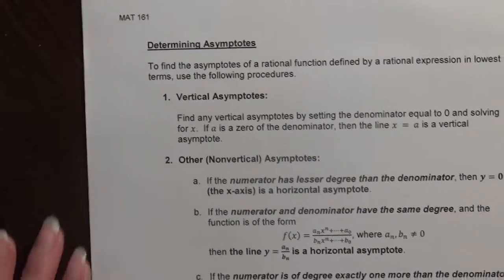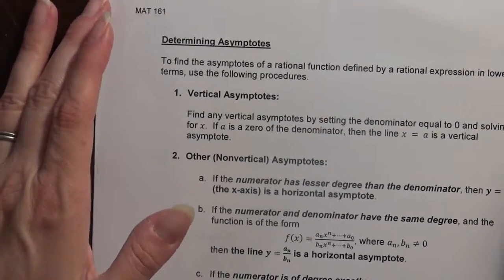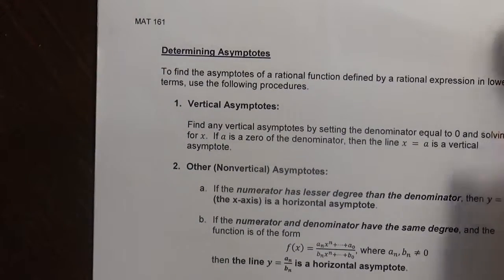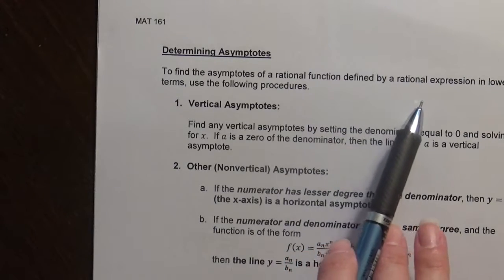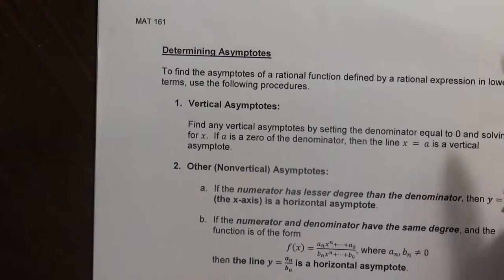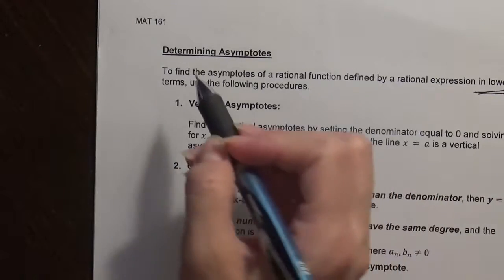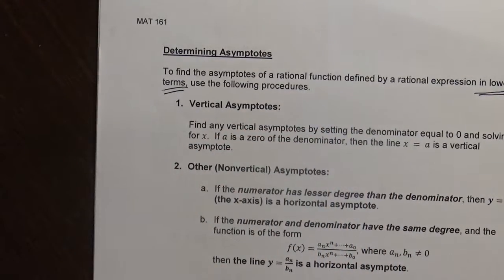How do we determine asymptotes? A very important piece of graphing rational functions is being able to determine your asymptotes, because your graph is going to have to work around those asymptotes. To find the asymptotes of a rational function defined by a rational expression in lowest terms, it's important that we're in lowest terms. If we're not in lowest terms, then we're going to have to put it in lowest terms.